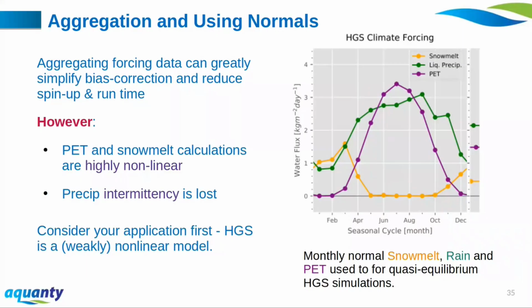Another limitation is that you're losing intermittency. So you're distributing an average amount of precipitation over an entire month. You're not getting days with high precipitation and then days with no precipitation. In arid climates, this is a problem. In wet climates, it's typically not a big problem.